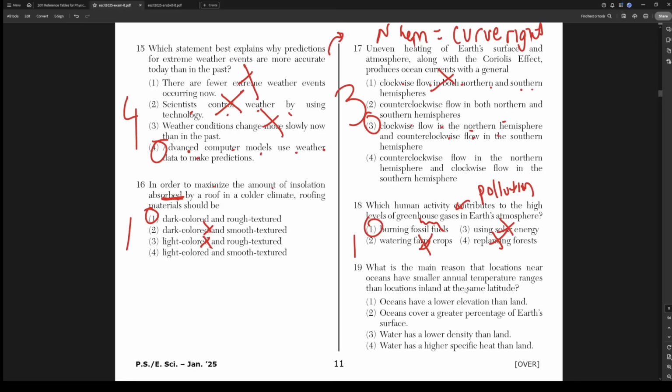19. What is the main reason that locations near the ocean have smaller temperature ranges? This is a really big thing. Anytime you see something to do with the oceans and temperature ranges, this is a question about specific heat. And it's literally the only answer. Water has a higher specific heat than land. That means that areas near the water don't get too hot, but they also don't get too cold.